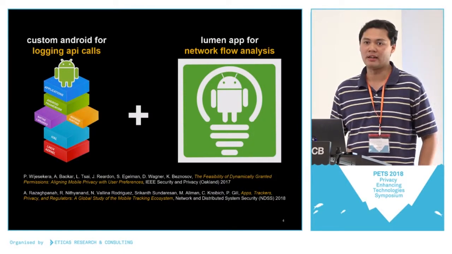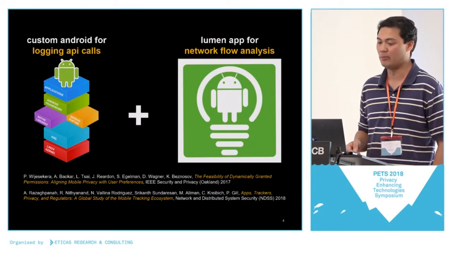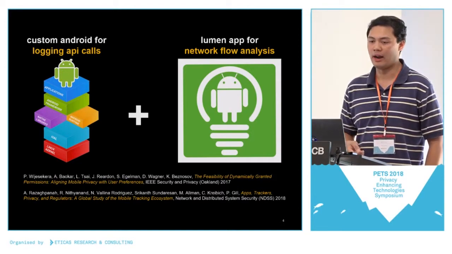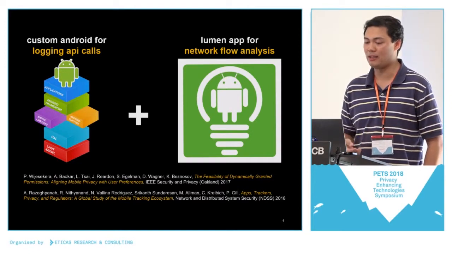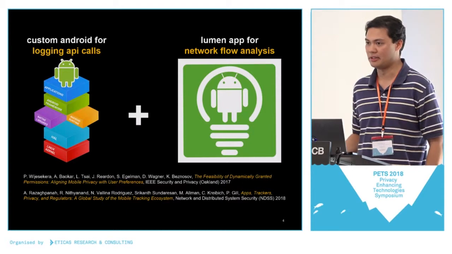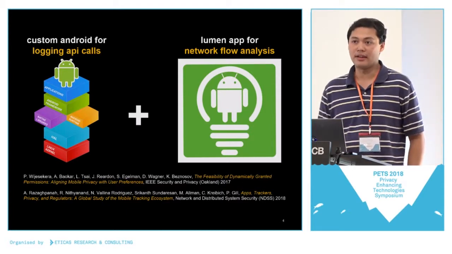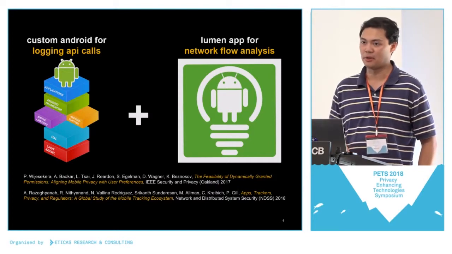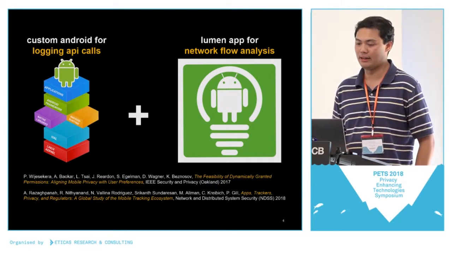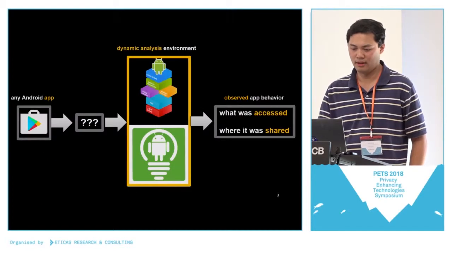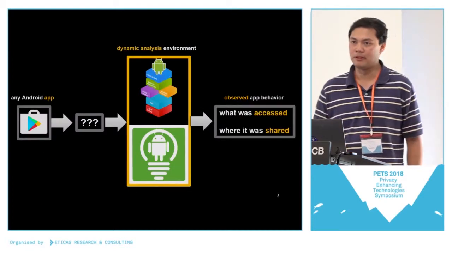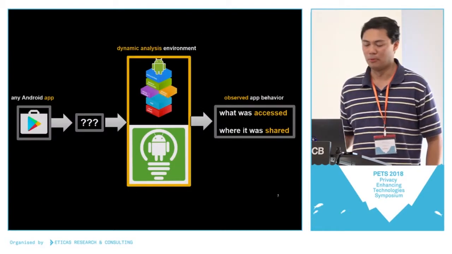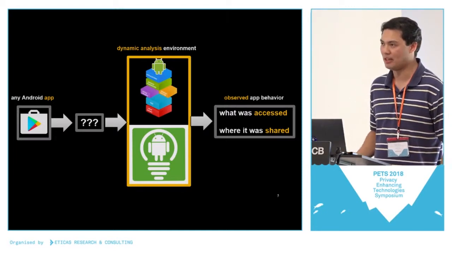We accomplished this using tools we developed in two of our previous works. First, we have a custom Android 6 platform that we instrumented so we can monitor how apps use API calls to access those sensitive resources. And second, we have the Lumen privacy tool so we can analyze network traffic and see where that data is going to. In this environment, we're able to take any Android app, run it, and observe what the app does.